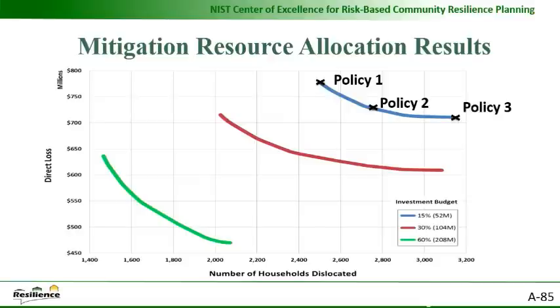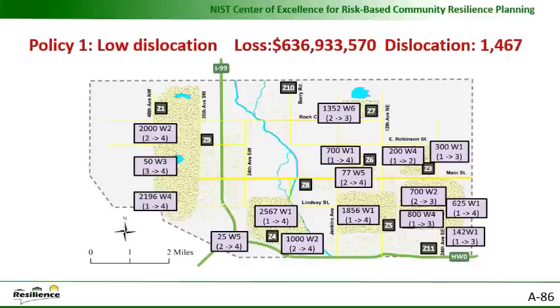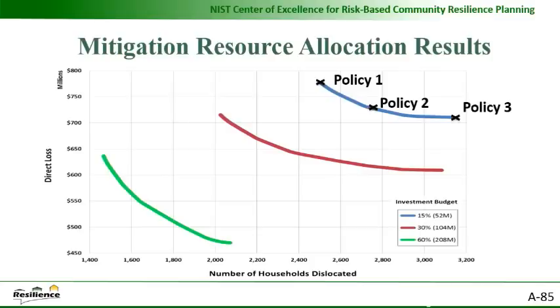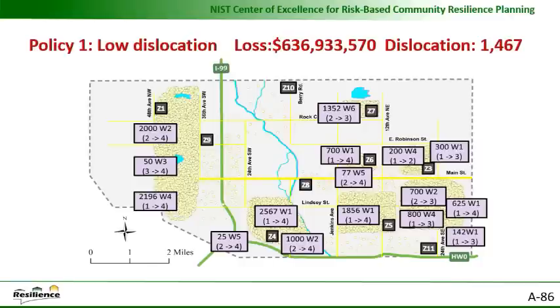So I want to look at those three a little bit more carefully along that upper curve, which represents the 15% budget expenditure. So if you look at policy number 1, for example, and if you break it down, this is a policy that favors low dislocation over low cost.